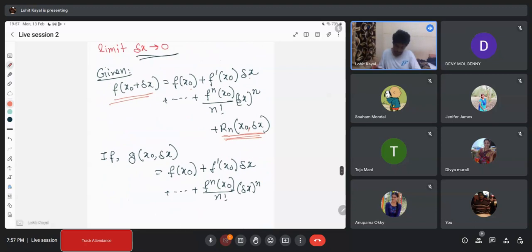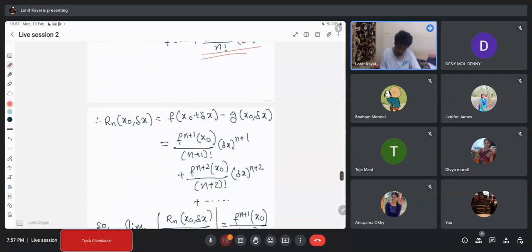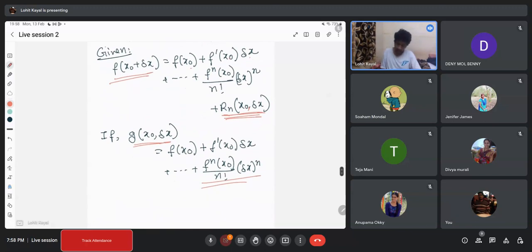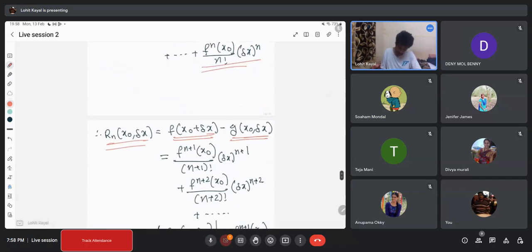Now suppose g of x naught, delta x is equal to this f of x naught plus f prime x naught, and so on up to the nth term. So what will be the Rn of x naught, delta x? It will obviously be f of x naught, delta x minus g of x naught, delta x. If I just subtract these two, I will get Rn of x naught, delta x.